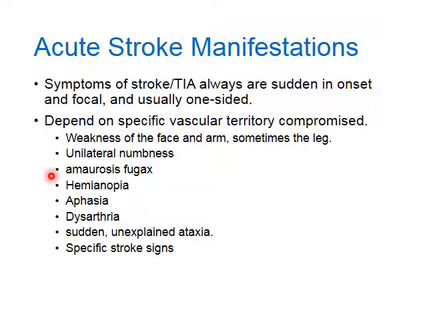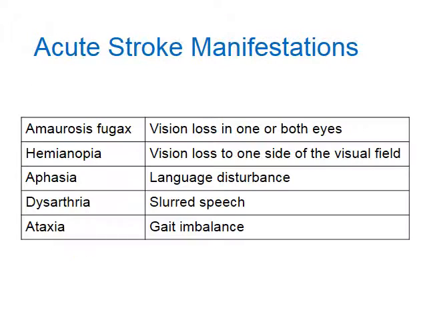Now these other terms I'm going to talk to you about on the next slide. Here you'll notice where I made a mistake in the previous slide where I said writing was dysphagia. No, dysphagia is slurred speech. And aphasia is that language disturbance where I cannot formulate language. Ataxia is a gait imbalance. And as I said, the previous one would be dysgraphia, which means I have trouble writing.